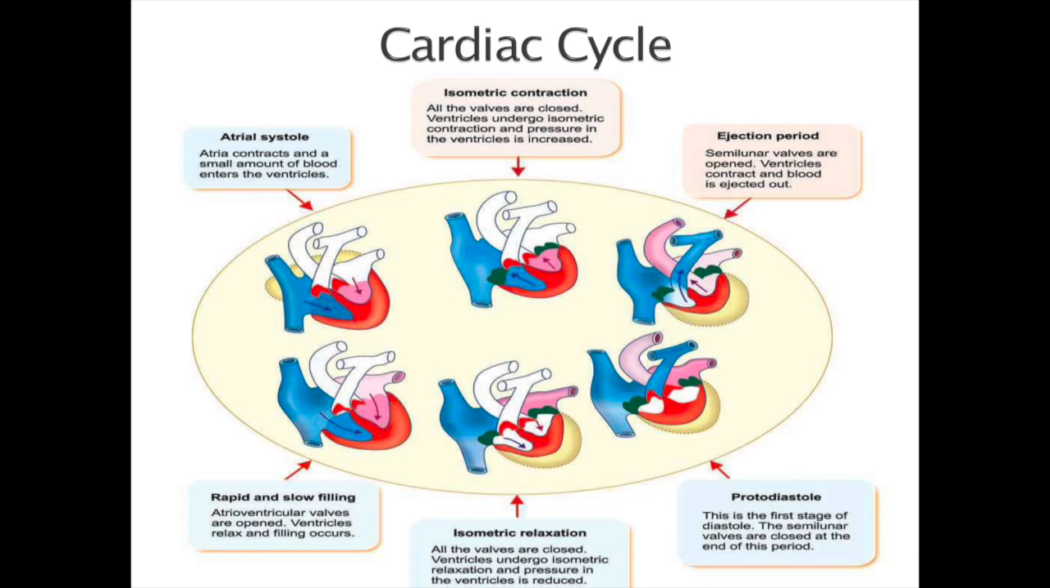Then ventricular systole has 2 phases. One is isovolumetric contraction, and the second phase is ejection of blood into the aorta. So we'll discuss in detail.